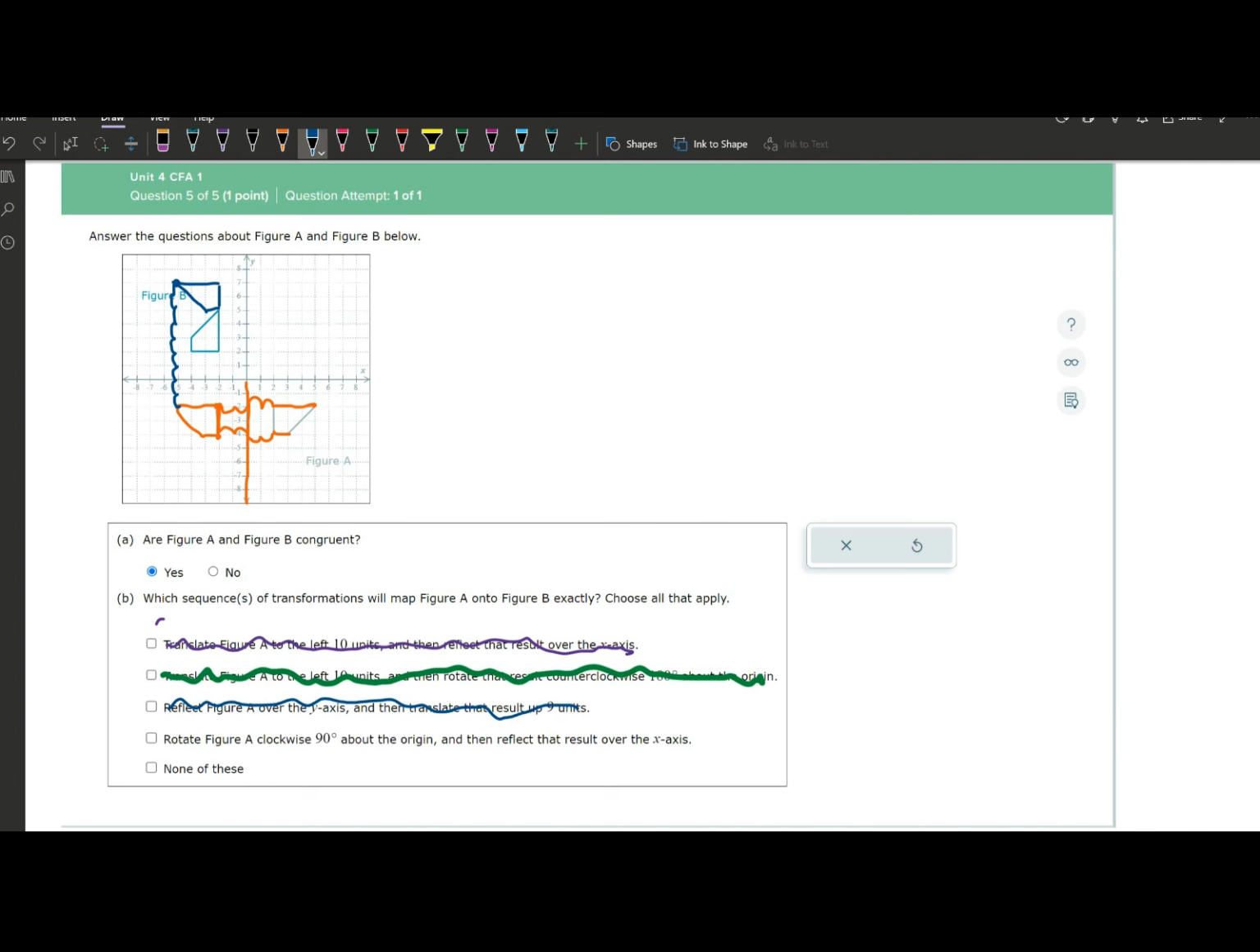Now, please do not assume the last option will be the correct answer. It can be wrong because we have none of these. Okay, so please check your last statement. Rotate figure A 90 degrees clockwise about the origin. So if I keep track of my x-axis, okay, 90 degrees clockwise, so we're going to turn it down. The x-axis will go to the y-axis.